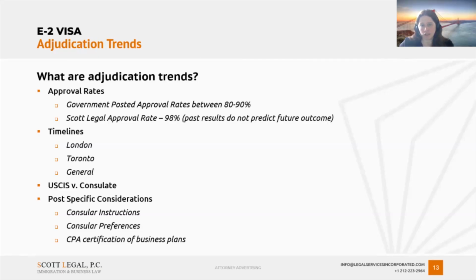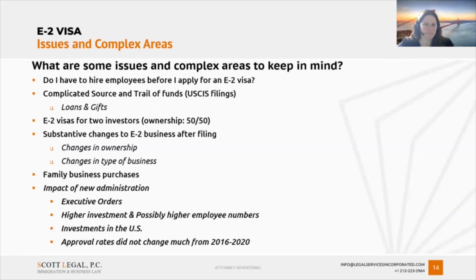There are instructions that each consulate has about how to submit things, particularly ones that have a high volume of E-2s. They also have preferences, some different file sizes, bookmarks. Some of them want business plans, some don't want business plans. Some of them require a CPA certification of the financials of a business plan. So these are all important things to keep in mind and to check in advance while preparing your application, as just because your friend got an E-2, if they're applying at a different consulate than you, your application process could look significantly different.